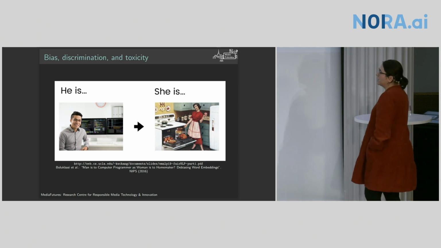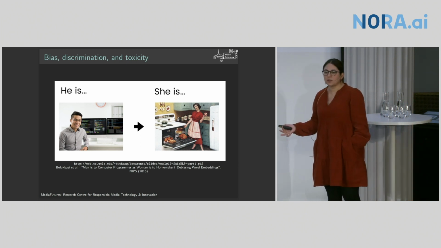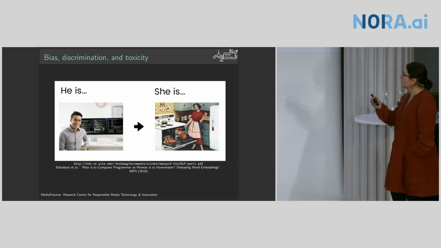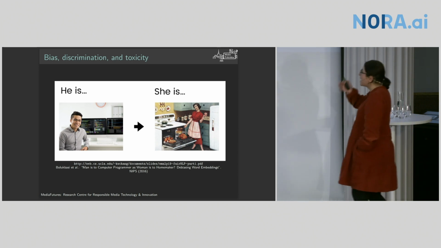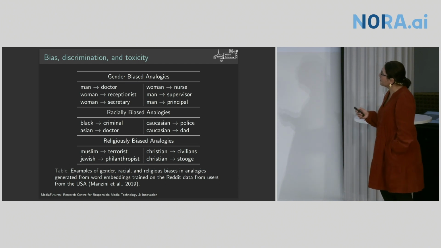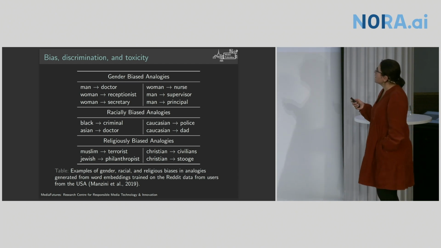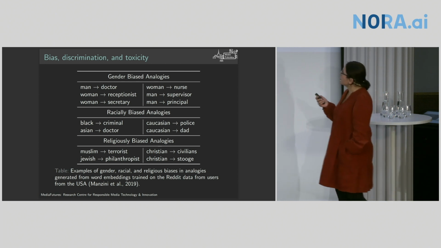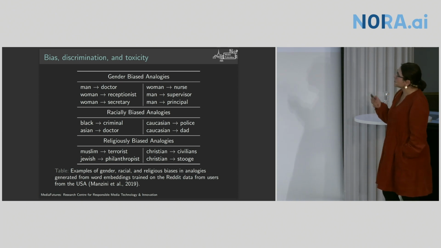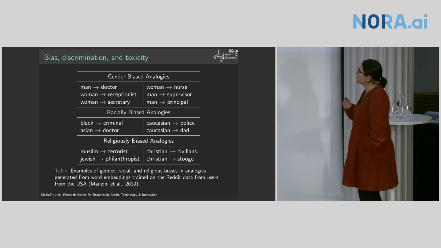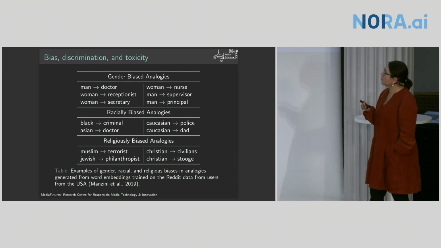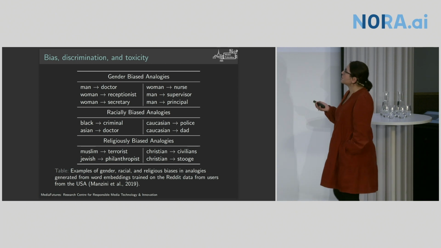This is not really new, and it's not only for language models. It already started with word embeddings, where one could see that man is close to computer science as woman is close to homemaker, and this doesn't stop at these two descriptions. You have gender bias analogies, where man is as close to doctor as woman is close to nurse. Women are receptionists while men are supervisors. When you look at racial bias, you have Black people as criminals, white Caucasians as police. And then you also have religions, where Muslims are terrorists and Christians are civilians.